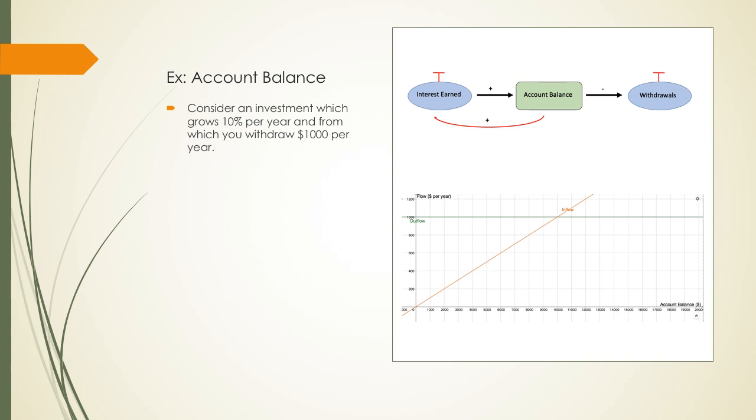If the account balance is below this equilibrium, then the withdrawals will be greater than the interest input. The account balance will drop further. On the other hand, if the account balance is above the equilibrium, then the interest will be greater than the withdrawals, and the account balance will grow. In either case, the tendency is to move farther away from the equilibrium, making it unstable.